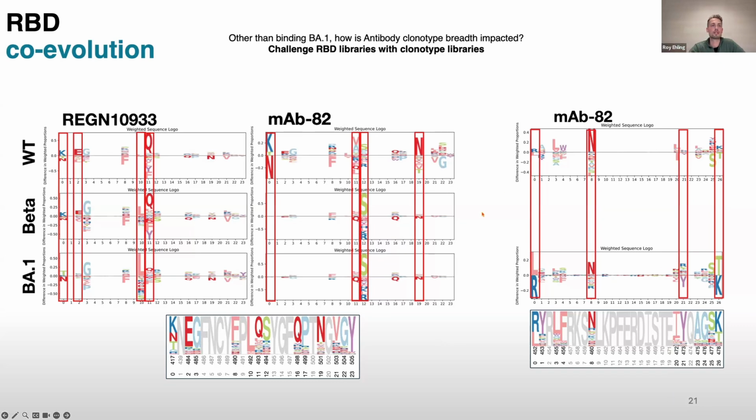And similarly for class 1, we can also see similarly big changes, but in the opposite direction. So once we selected MAB82, for example, for alpha, beta, or the Omicron library, it suddenly starts to be escaped by the delta lineage, which denotes here the R and the K quite significantly, while it previously had no issue binding it.